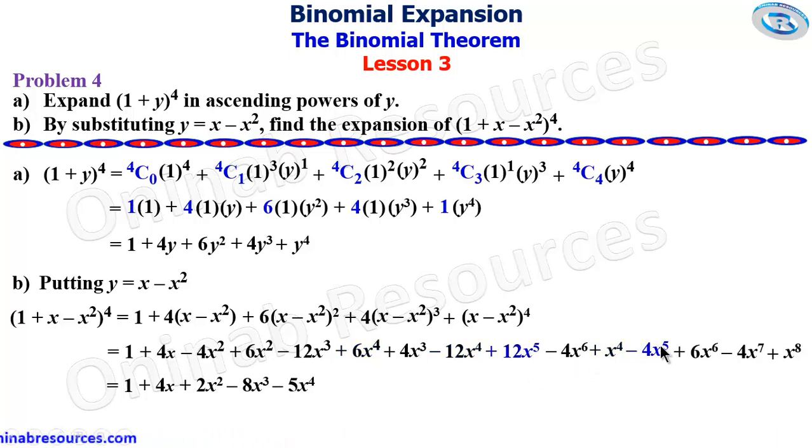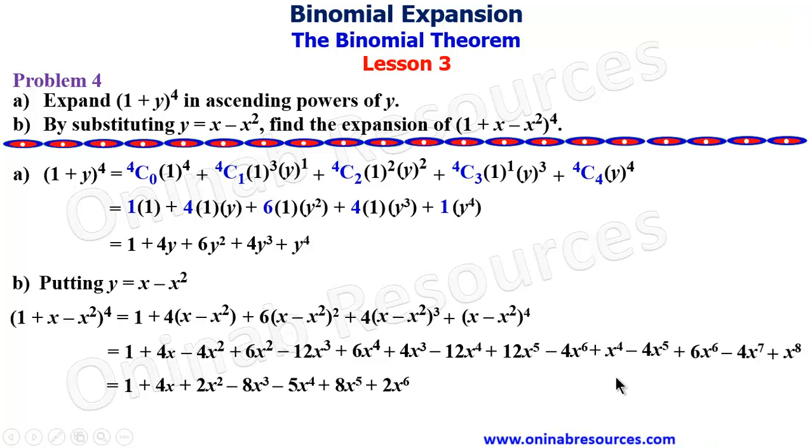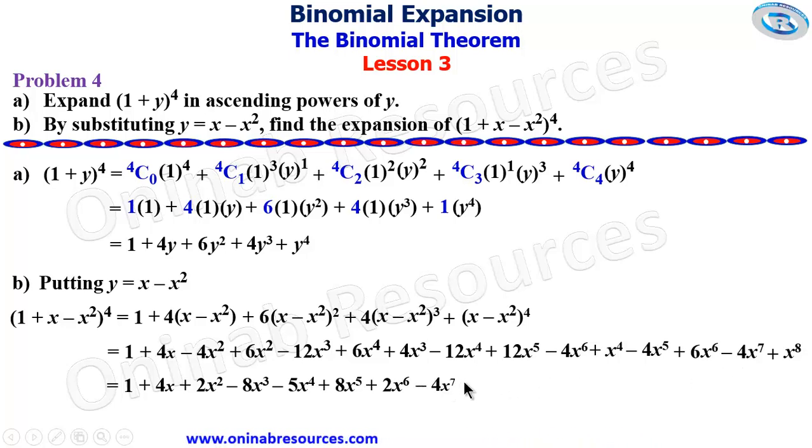So the next one is x raised to power 5. This is 12 minus 4, giving us 8x raised to power 5. So x raised to power 6 is the next target. So we have minus 4 plus 6, which gives 2x raised to power 6. So the next term is the one with power 7, and it is only one term we have. So we have it as minus 4x raised to power 7 then plus x raised to power 8. We are done expanding the two problems A and B represented in problem 4.